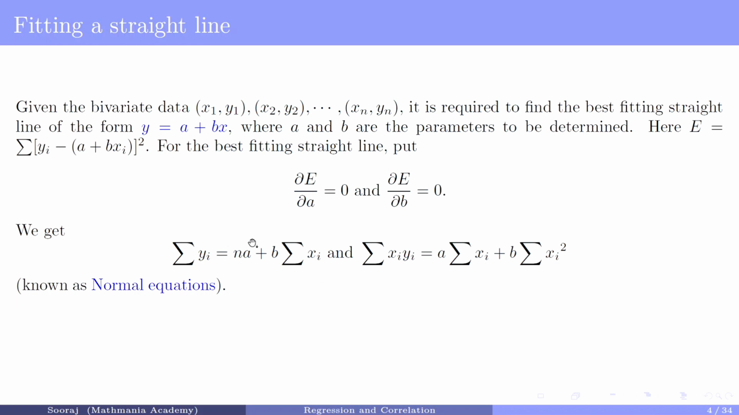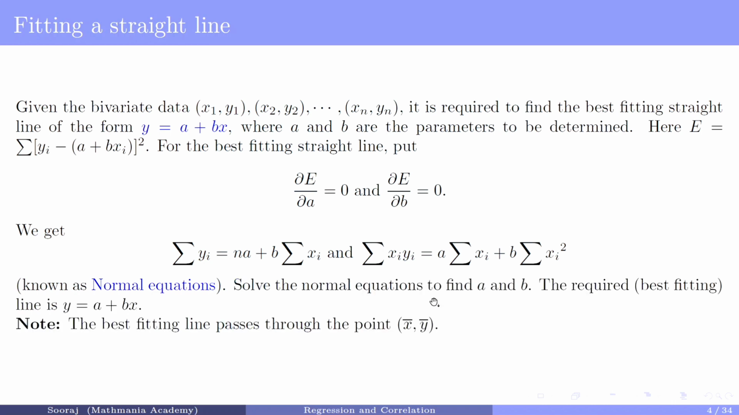Now from the given bivariate data, we can very well find summation yi, summation xi, summation xi yi, and summation xi square. All this can be calculated from the given bivariate data. Once we substitute these into these equations, these two equations become a system of two equations with two unknowns, namely a and b. Once you solve it, you can find the values of a and b, and if you substitute those values into this equation, you will get y equals a plus bx, like you will have some expression.